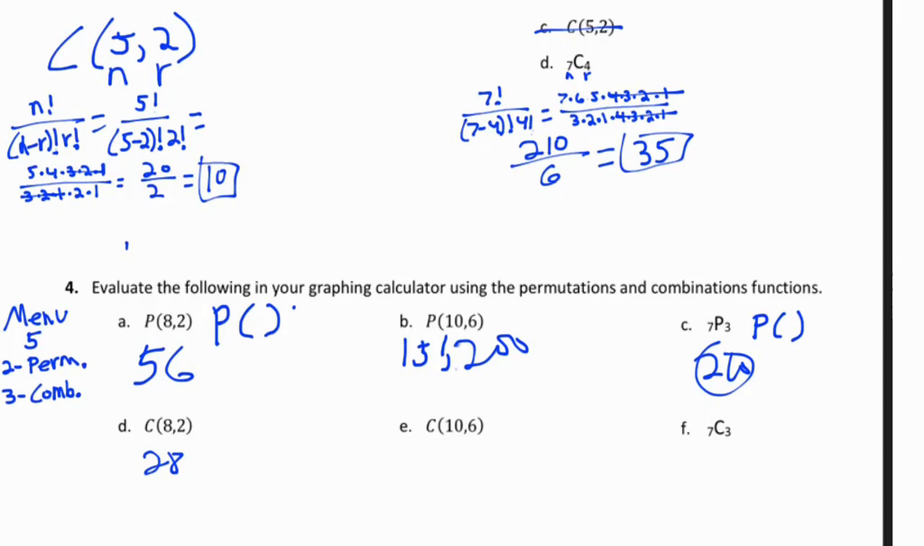On E here, you should get combinations, and when you click in 10, 6, you should get 210. And then lastly for F is another combination, and you would type it in as C parentheses 7, 3. And when I clicked enter on that, that would end up giving me 35.